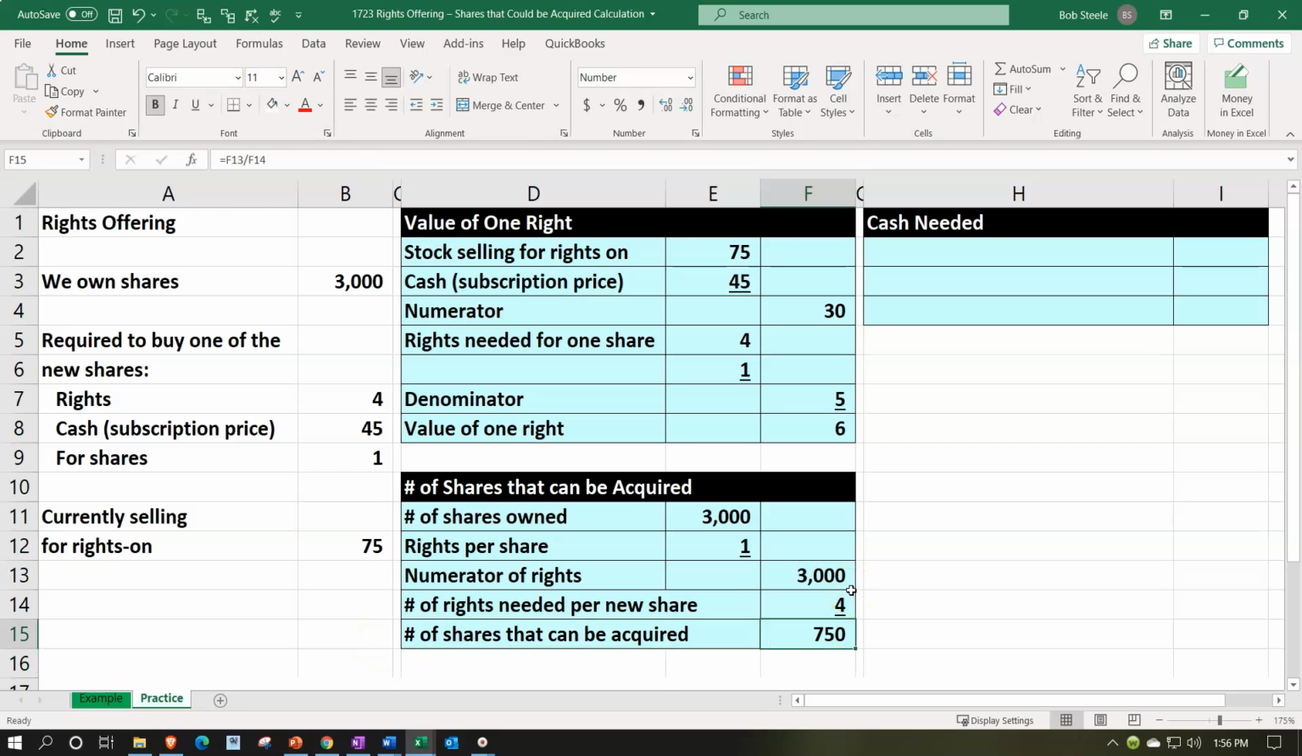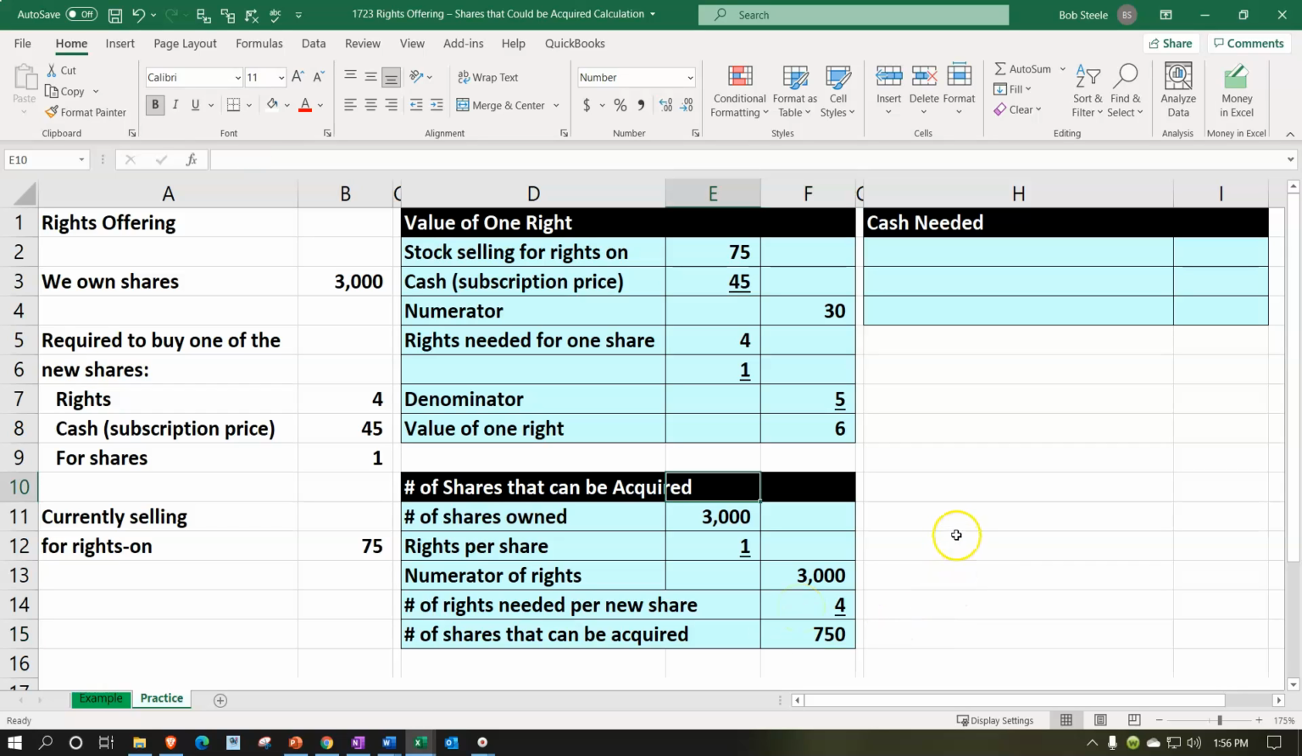So once again, we have 3,000 shares. They're going to give us one of these rights per share that we have. That means we're going to get 3,000 rights, but it takes 4 rights in order to purchase another 1 share of stock at the discounted price of $45. So if we take that 3,000 divided by 4, we can purchase 750 new shares.